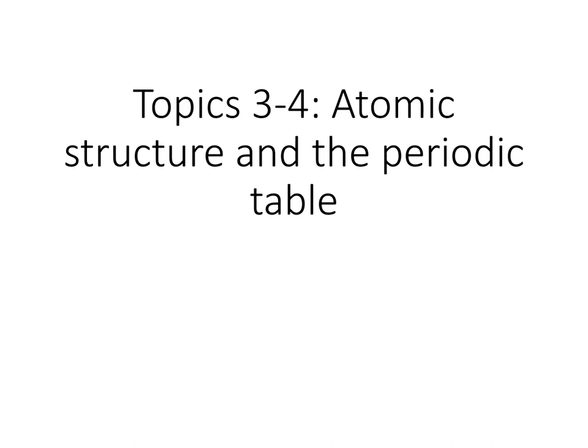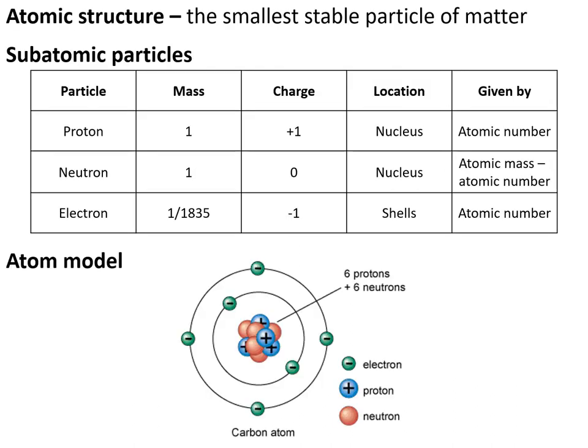Topics 3 to 4 are on atomic structure. So now we'll look at the structure of atoms, and a reminder that an atom is the smallest stable particle of matter. Atoms are made of particles that are smaller than that, called subatomic particles. And there are three of them, protons, neutrons and electrons.